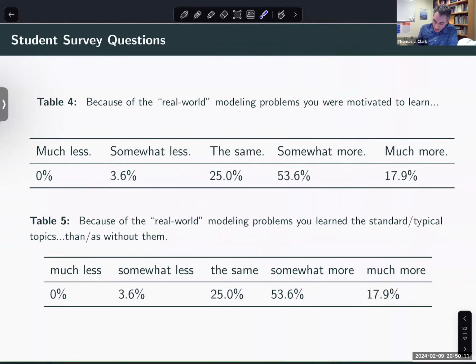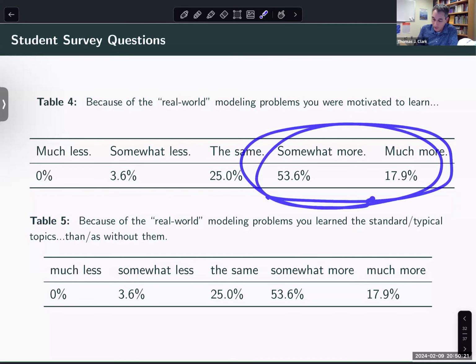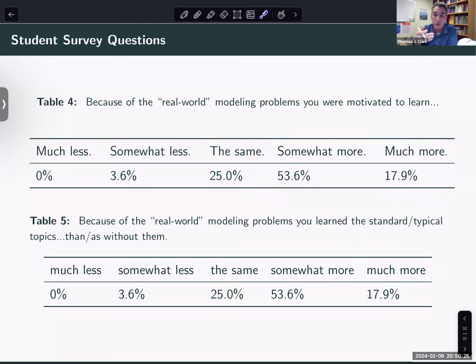And then this was another interesting question. Okay, we did a lot of these real world modeling problems. Did that help you learn? Did that make you want to learn? And we're seeing that a lot of students are more motivated to learn because we were doing real world problems that had a connection to reality.